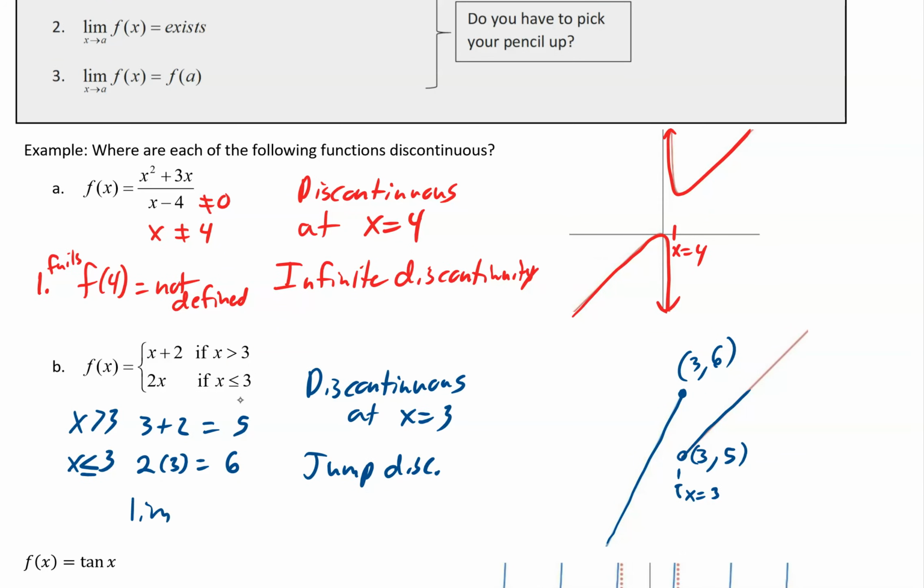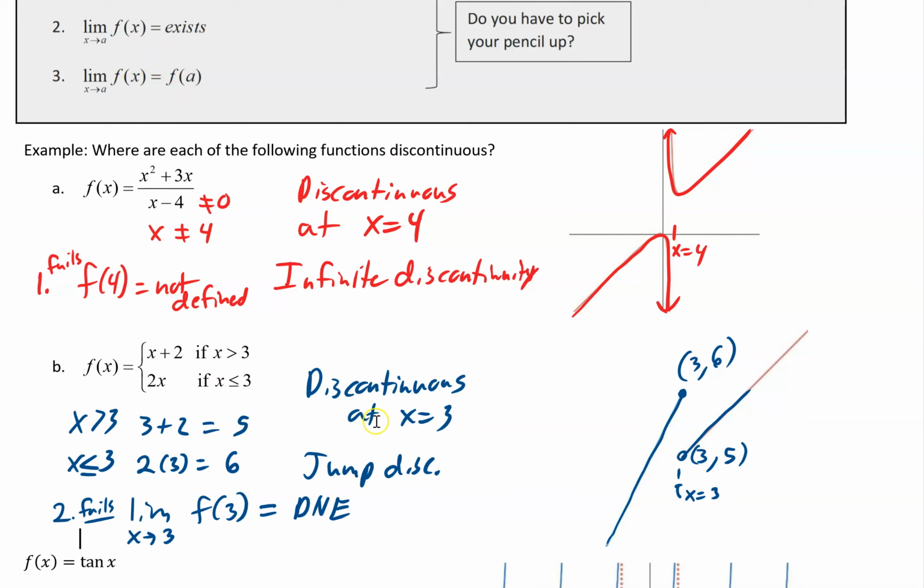So we know the limit as x approaches 3 of f of x does not exist. And so number 2 fails. So there you have it. So if you use these values, it tells you where it is.